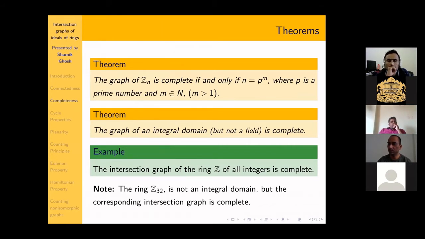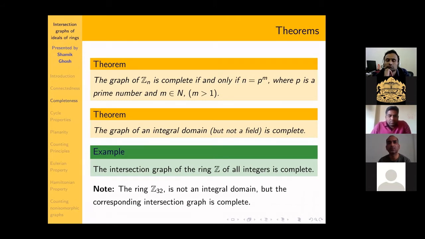And as you have seen for the graph Z32, all the ideals are just multiples of 2 and powers of 2: 2, 4, 8, 16, 32, and each is contained in the next. So for any two vertices, the intersection is the smaller one, and that is why all of them are adjacent. So this is the necessary part, that n equal to p to the power m is complete.